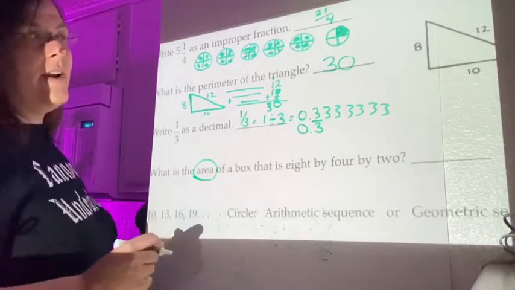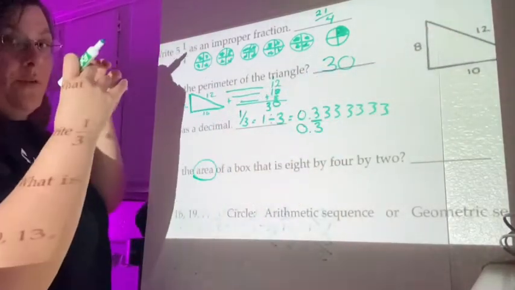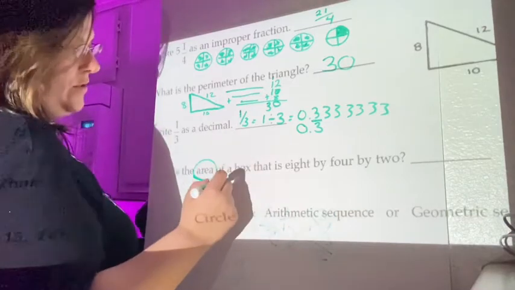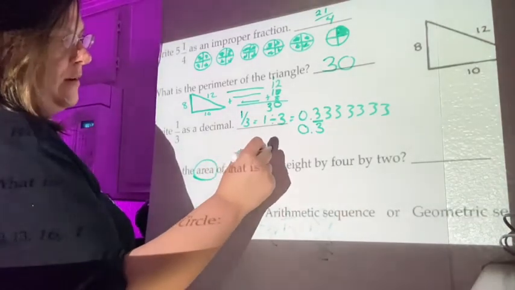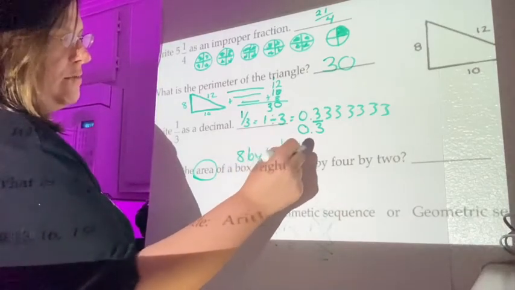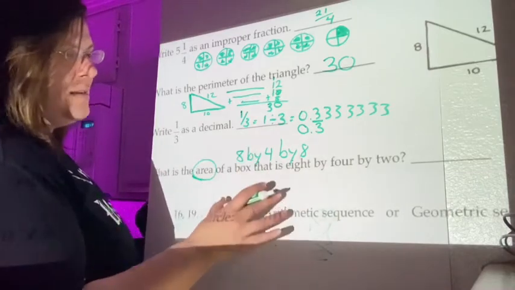So if we're looking for area, we're cutting this up into those little school boxes. And so we're gonna do 8 by 4 by 2. Okay, all right. So that gives us 3 numbers. What are we gonna do then?